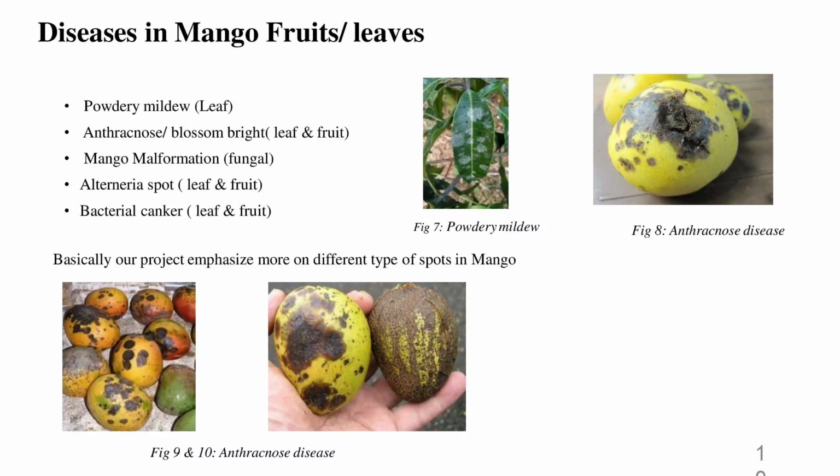Diseases in mango fruits and leaves. Basically, mango suffers from these five kinds of diseases, which are powdery mildew, which occurs on the surface of the leaf, then anthracnose or blossom blight, which occurs on both leaf and fruits, mango malformation, which is a fungal disease, alternate spots and bacterial canker. These are some pictorial views of anthracnose and powdery mildew disease of mango.